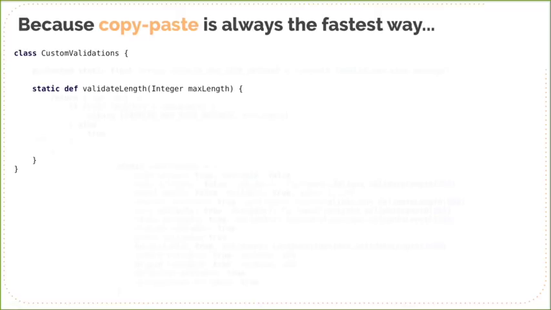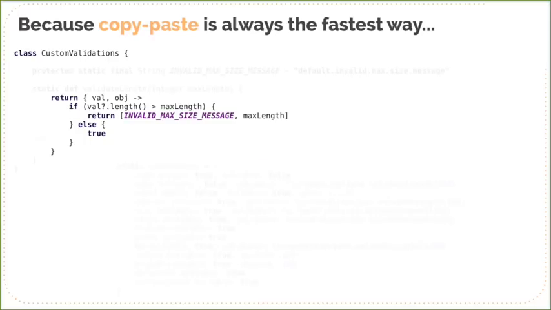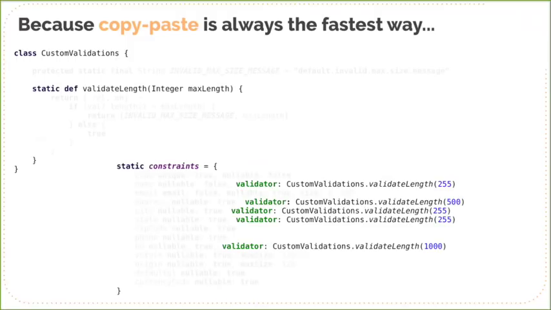I define there a static method, and inside this validate length method, the only thing you need to do is return the closure with your validator. And that's all. Now you can use that validator in all of your domain classes. So now that you have the logic in one place, you don't need to modify all the domain classes again in the future if you decide to change that validation logic. And of course, you can write tests, as I did for my custom validator, right?